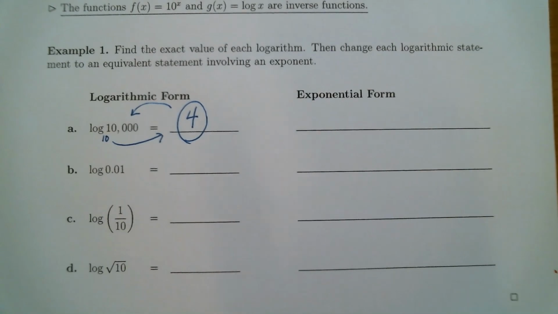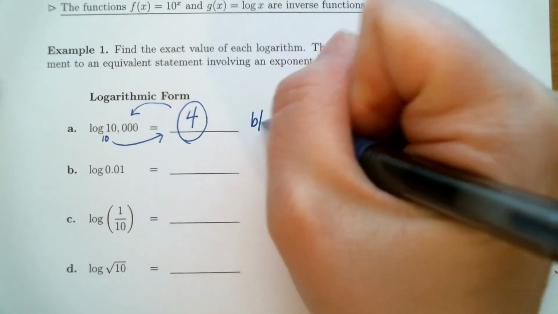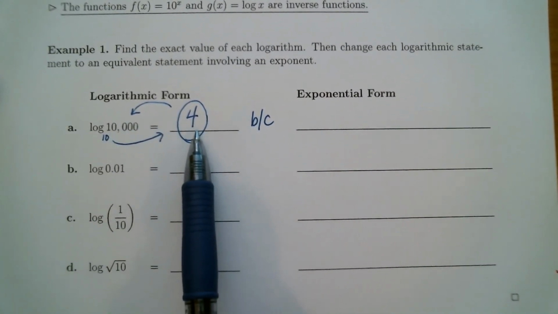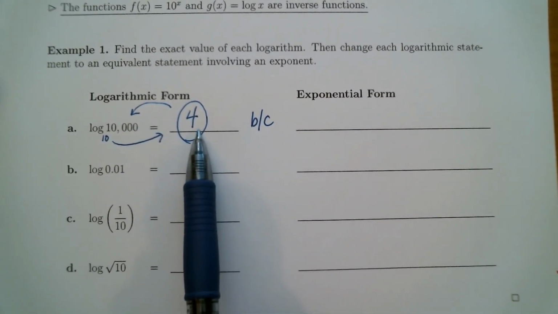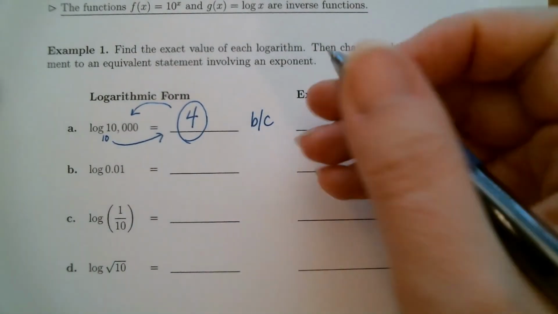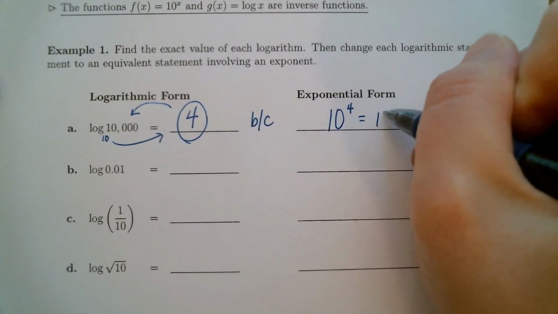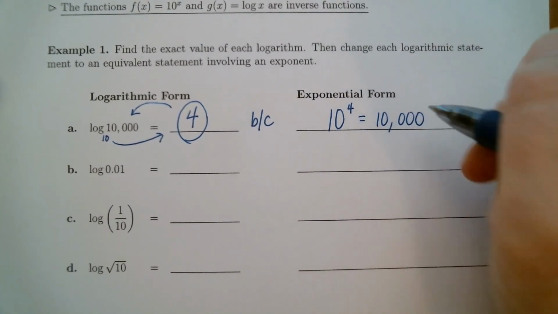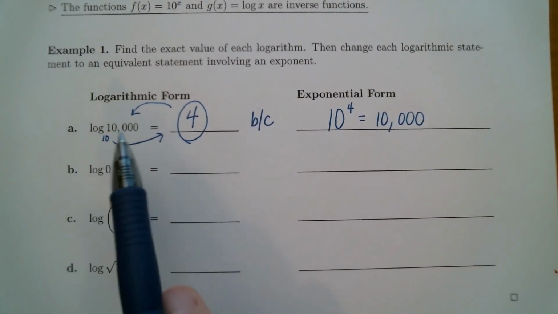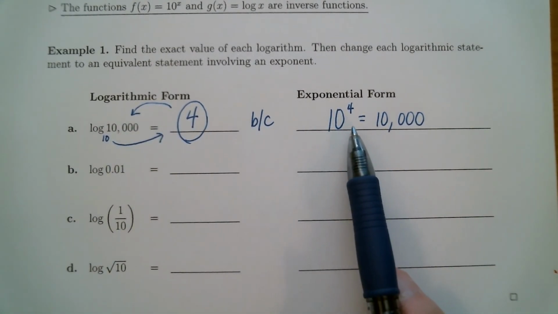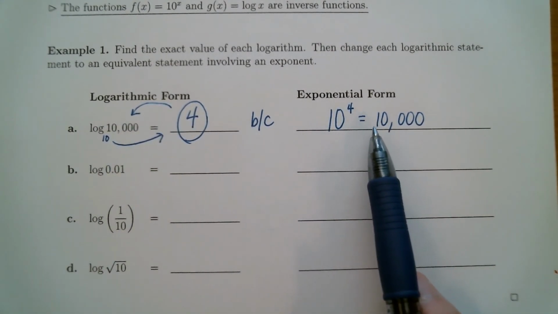Now, this exponential form thing. Basically, you're explaining yourself. That's how you can think of it. Why is this logarithm, why is the answer 4? It's 4 because if I take the base and raise it to the 4th power, I'm going to get 10,000. So both of these statements, the logarithmic form and the exponential form, are saying the same thing.